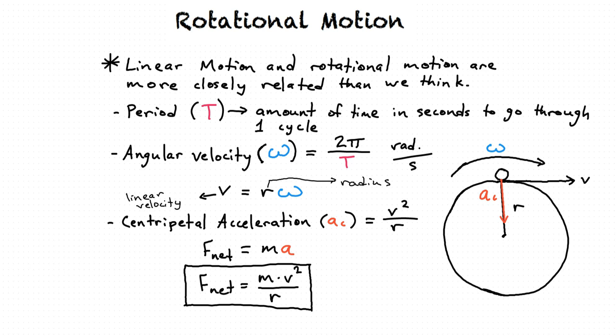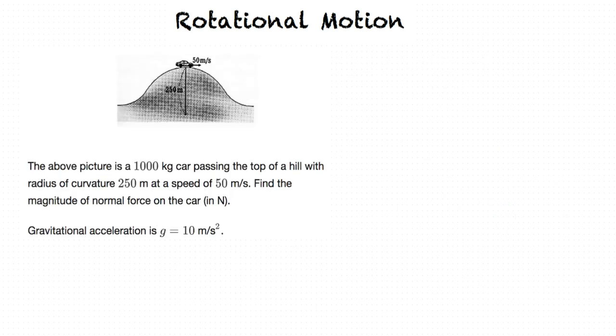Let's now do an example problem where we will use centripetal acceleration. The above picture is a 1,000 kilogram car passing the top of a hill with radius of curvature 250 meters at a speed of 50 meters per second. Find the magnitude of normal force on the car in newtons. The gravitational acceleration is g equals 10 meters per second squared.